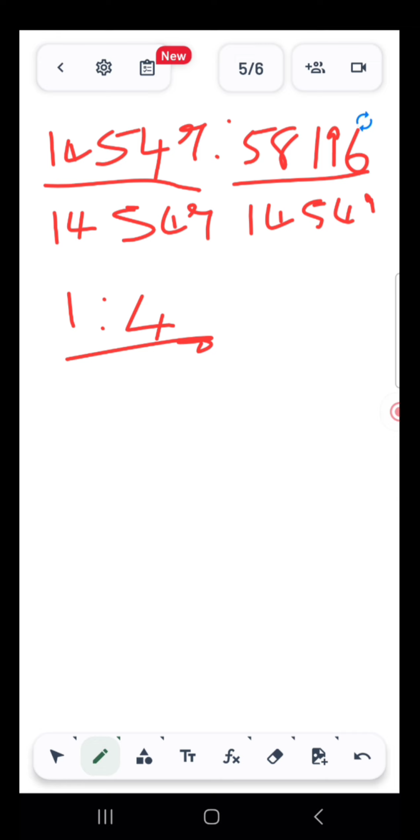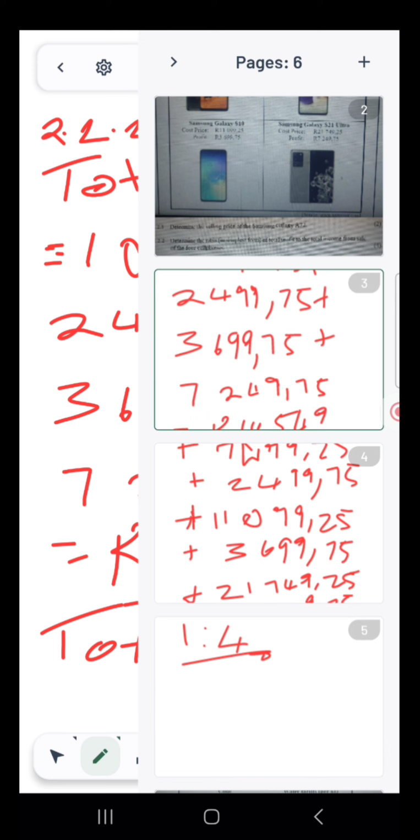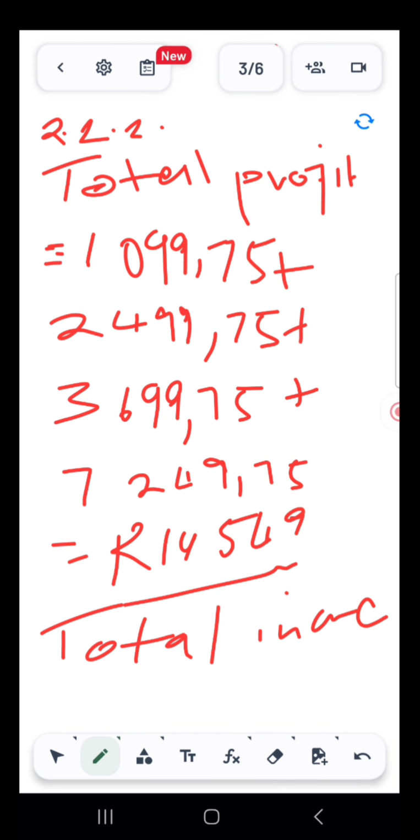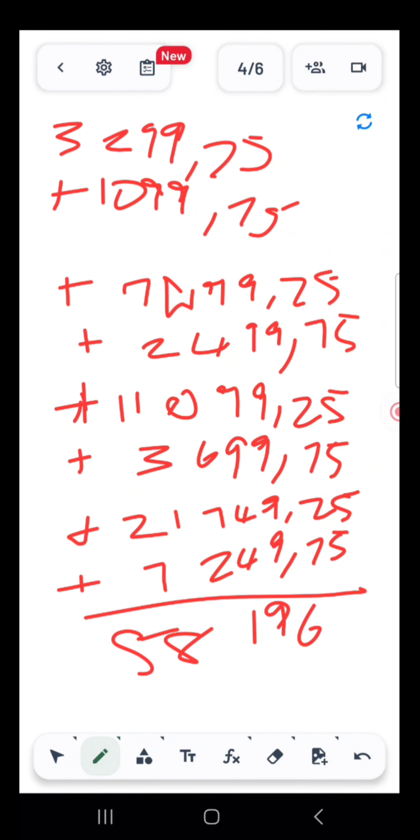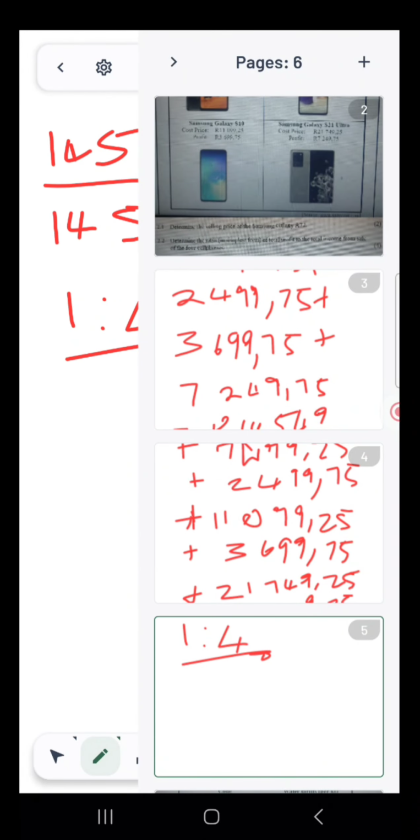1:4. Okay, we had to calculate, right? There were a lot of calculations to be done, and it says 4 marks. So if 4 marks, it justifies all the calculations. You started by finding the total of profits, finding the total income, and then finding the ratio of those totals.